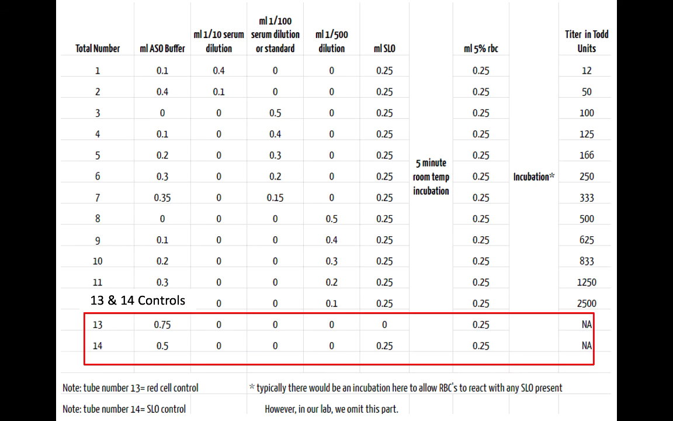Tubes 13 and 14 are what we call our control tubes. If you look at what's in them, the first tube, tube 13, just has buffer and red cells, whereas tube 14 just has buffer and SLO and red cells. And each of those is testing the reagents. Tubes 13 and 14 are kind of reagent controls.